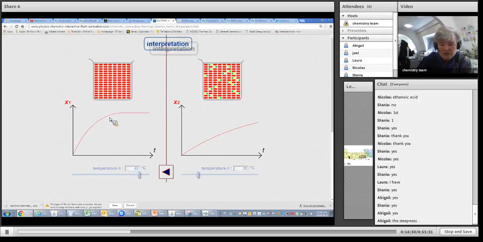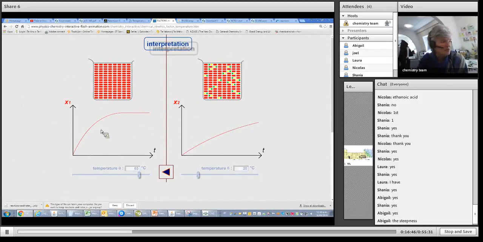So mention that when you're explaining it, spell out the obvious. Don't just say, if they ask which one is the faster reaction, reaction X1 because the graph is steeper at the beginning.